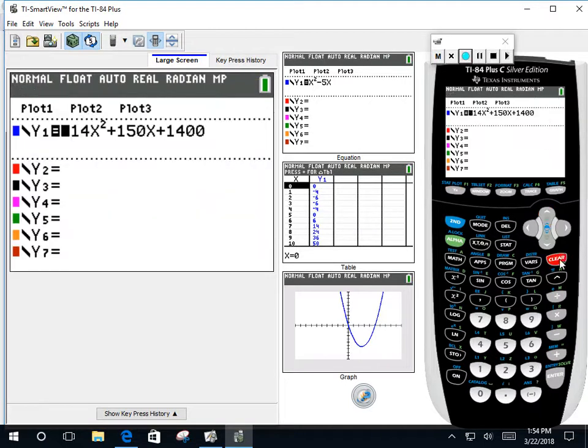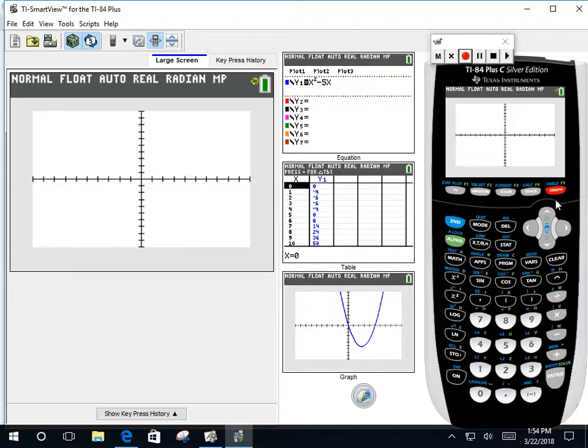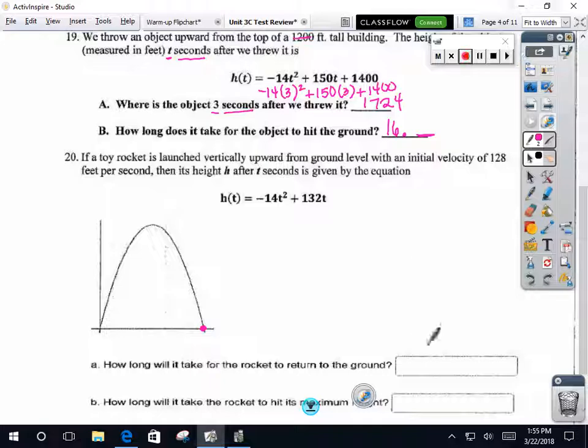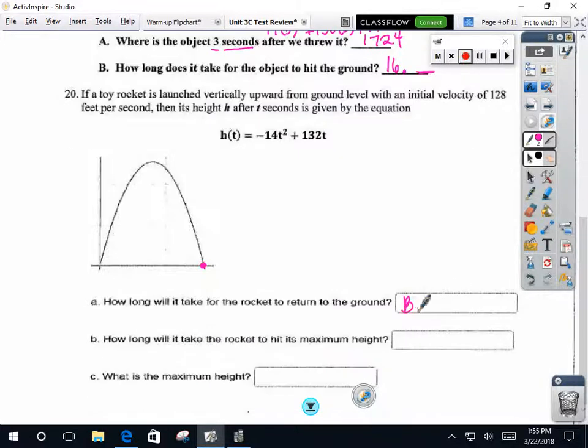Okay, so now let's graph the last one. Negative 14x squared plus 132x. Okay, there it went up. Now really, even though it's on here, that's not there because that's below ground. So it started here and then it came back down where? Between 9 and 10. So you can just write between 9 and 10 seconds or 9 point something.